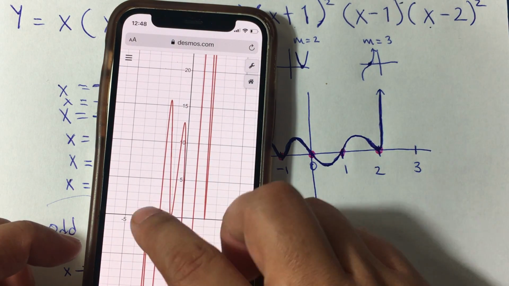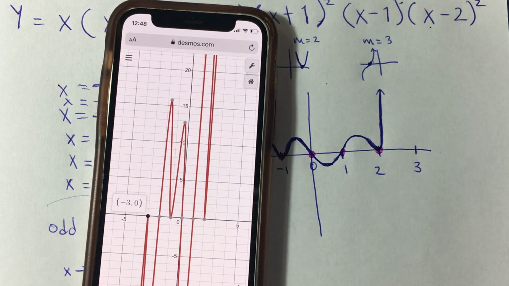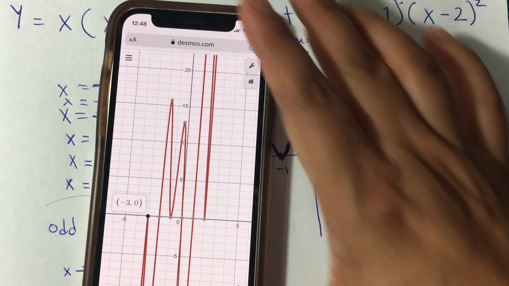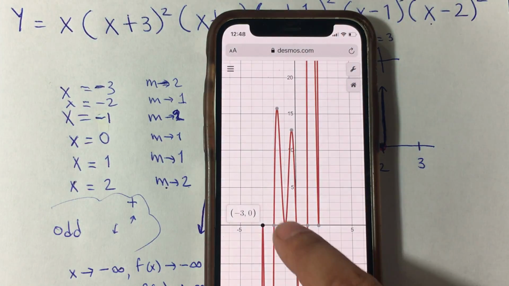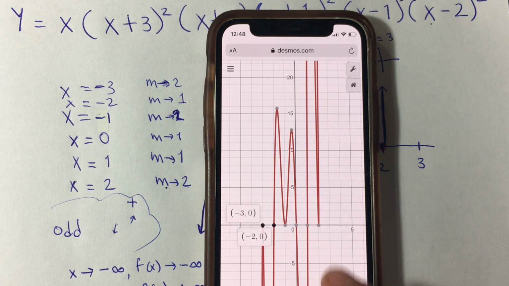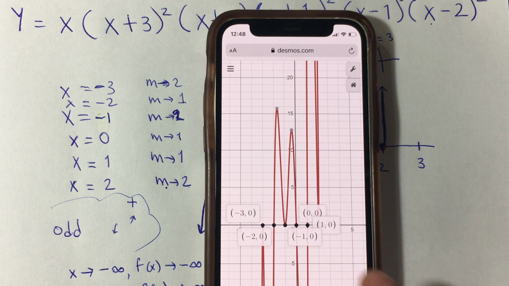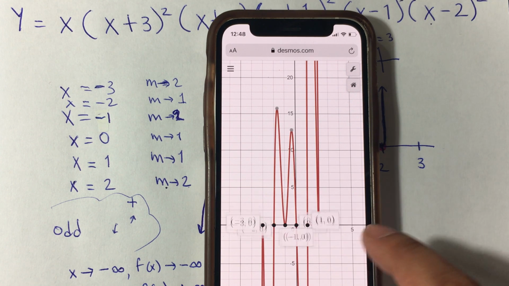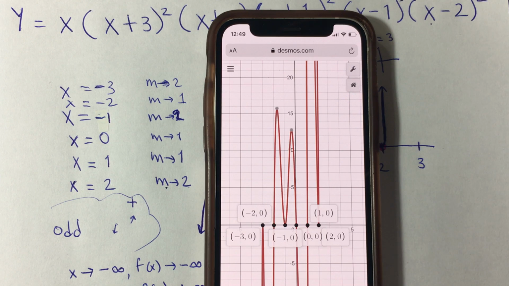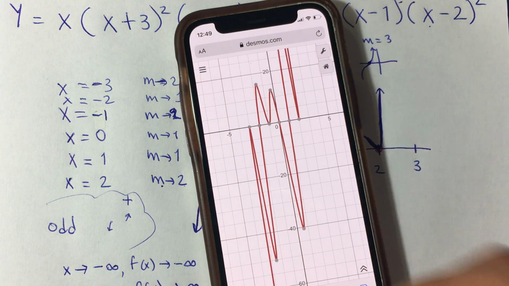Okay, so I want you to see that we have -3, -2, -1, 0, 1, and 2. All those are our zeros, which is what we found in here. But now I want you to see the bouncing part.